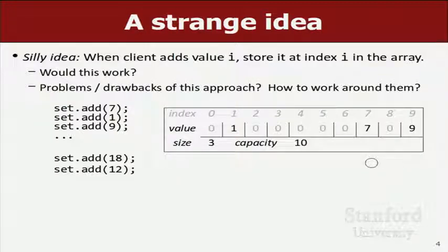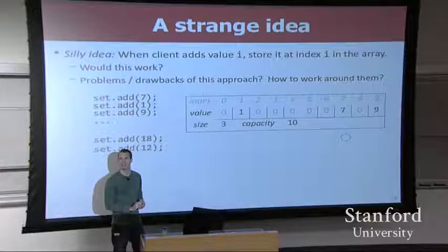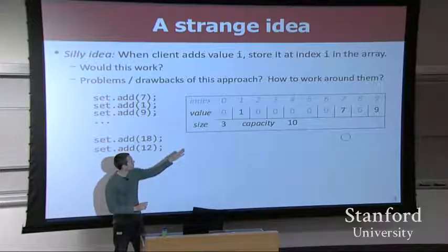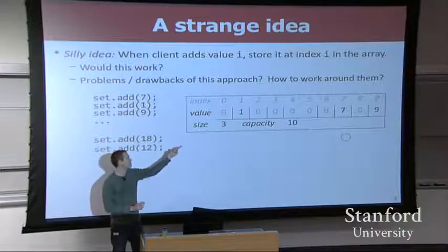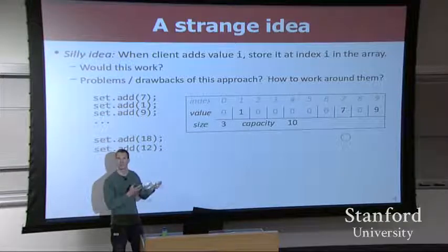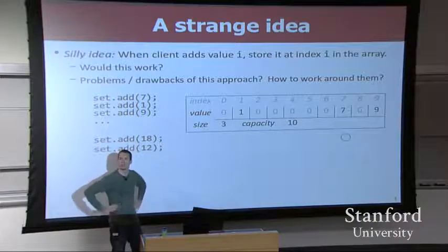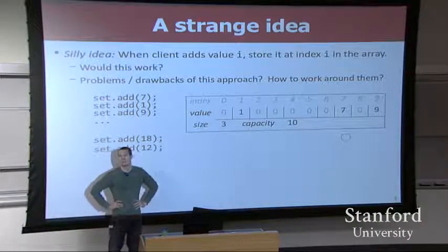So if we did that, how long does it take to add something to this representation? I say add 3. You go to slot 3. I guess it says 1s and 0s. I guess it could be booleans of true or falses or something like that. You go to slot 3. You set it to true. That means the value 3 is in this set. You understand? How long does that take to do that?